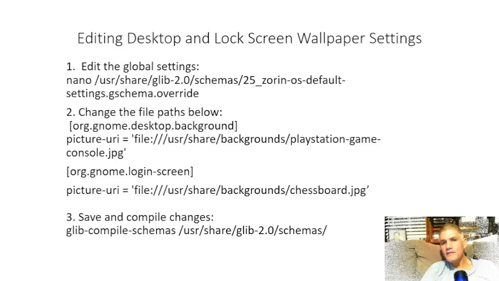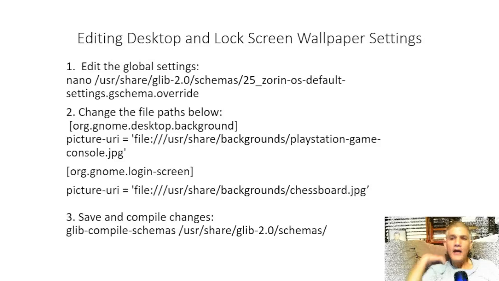Then underneath the section labeled org.gnome.login-screen, we're going to change the picture URI to read file:///usr/share/backgrounds/chessboard.jpg, a little change there to include the author. Then you save the file like normal. I believe in Nano you press Control O and you confirm your new file name. You save it, you exit.